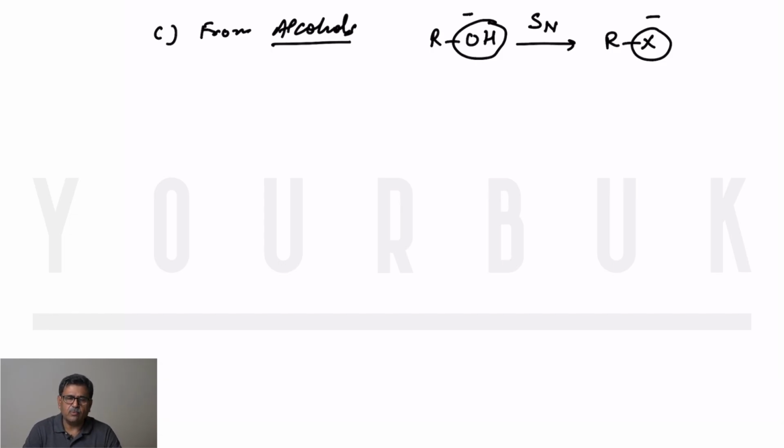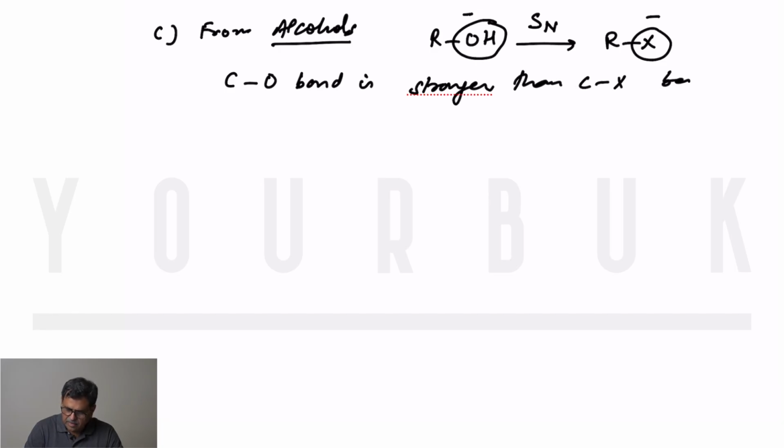But replacement of OH is difficult because the C-O bond is stronger than the carbon halogen bond. So the removal of OH from alcohol always requires the presence of some Lewis acid as a catalyst. Lewis acid is an electron pair acceptor and helps in the removal of OH as OH minus. So there are a number of ways to replace OH by X.